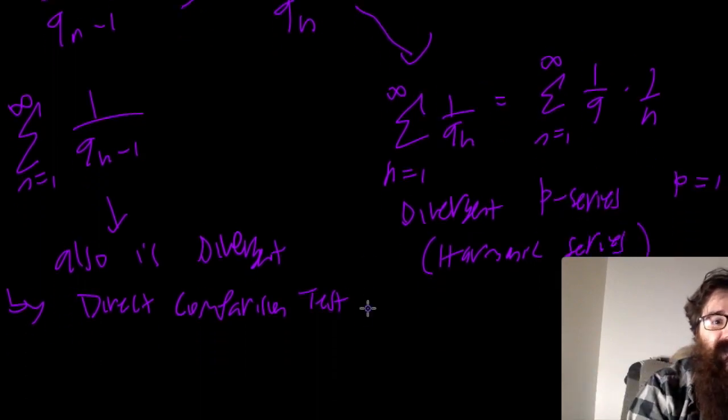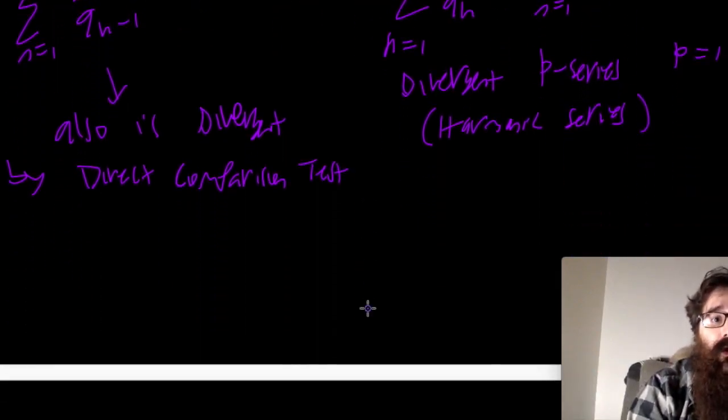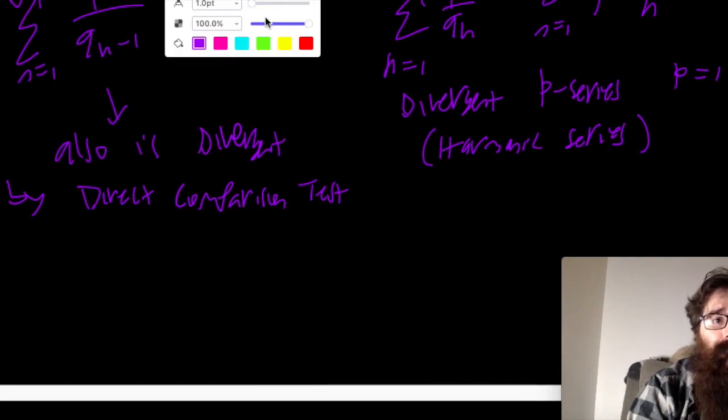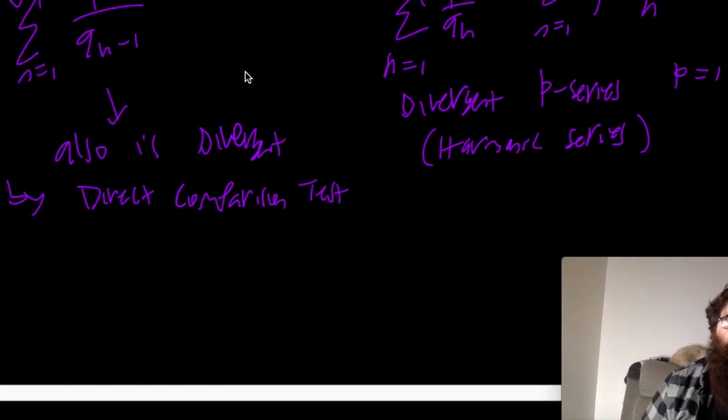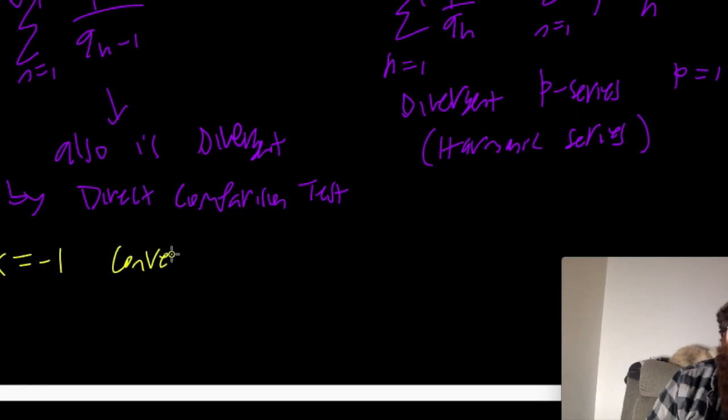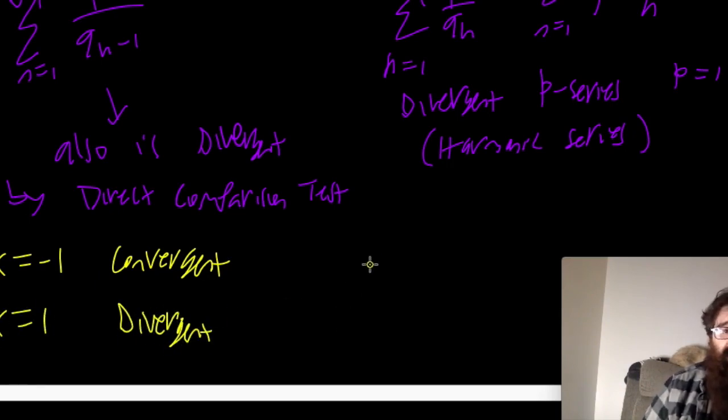So here we have something is divergent. So what do I know now? Well, I know, switch back to yellow, x equals -1 is convergent. That was a convergent alternating series. x equals +1 was divergent. I was able to use the direct comparison test for that.